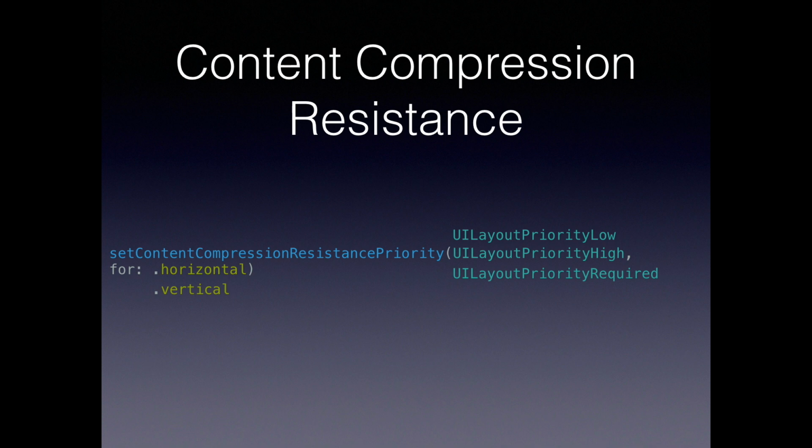You can set these values to numbers, if that's helpful. I think low replicates to 250, and high is 500, or high is 750, and required is 1,000. So if you have a ton of these views and you need to set a lot of priorities, you can literally just do 251, 252, 253, and it'll work. But for the most part, you can stick to these specific values.